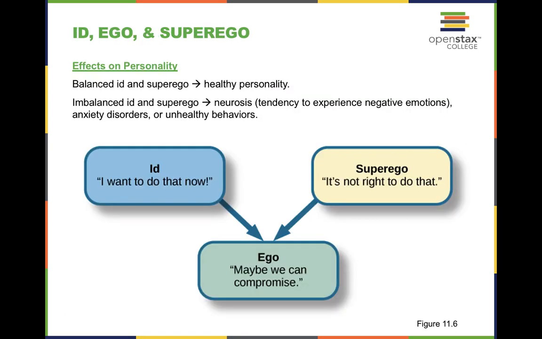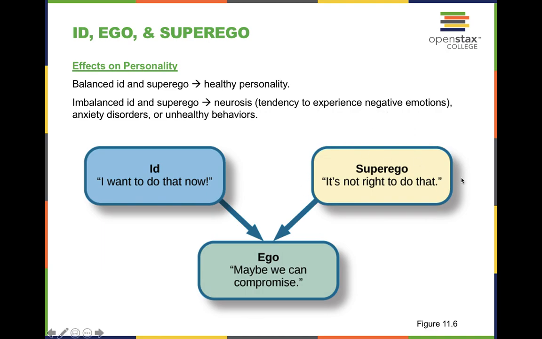Freud also has the concept of what's known as an id, ego, and superego. He thinks that when you have a balanced id and superego, that will develop into a healthy personality. Whenever there's an imbalance between the two, this can lead to neurosis, or the tendency to experience negative emotions such as anxiety disorders or unhealthy behaviors. So to break this down and put it in a more relatable way, the id is like the devil on your shoulder. It relies on the pleasure principle. It wants what it wants when it wants.